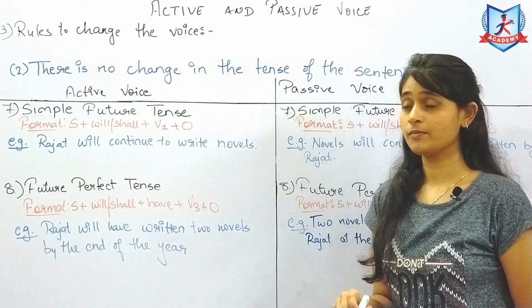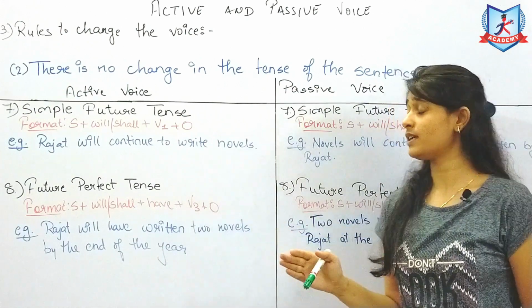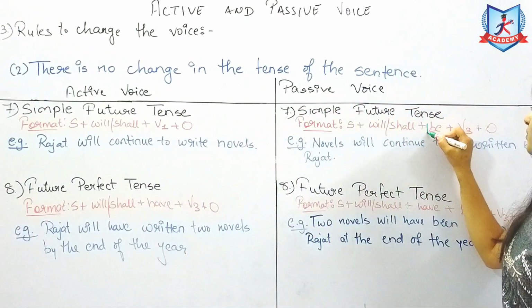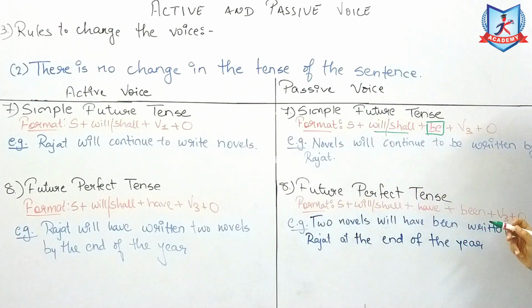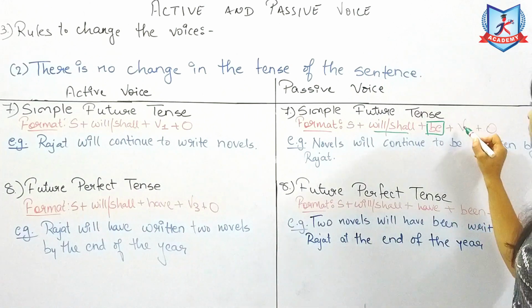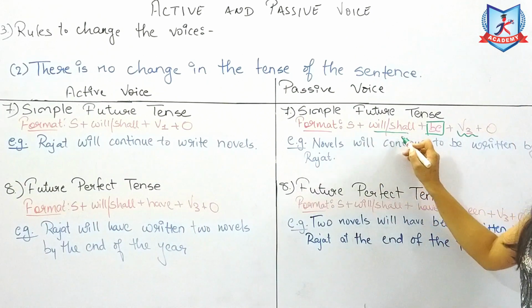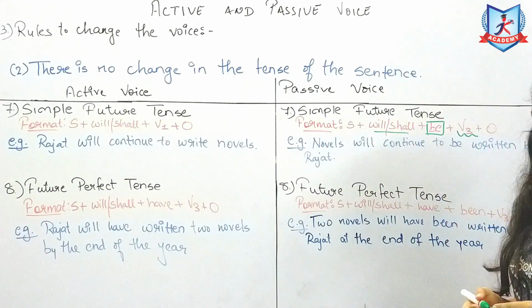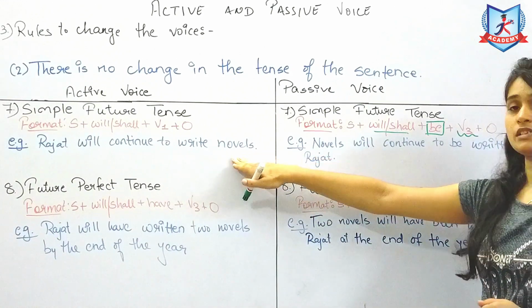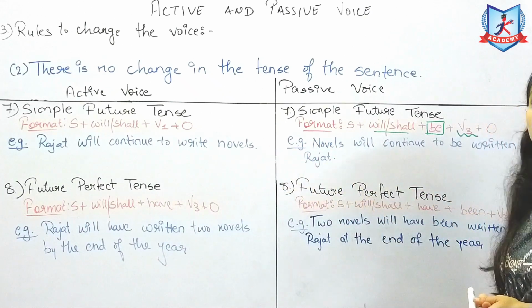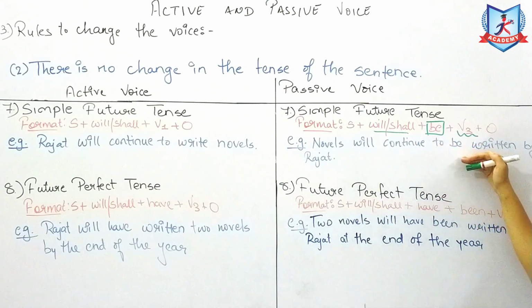is my object. Now in passive voice, in order to convert the simple future tense, I need to add the word be. Because I need to keep using will or shall because it's a future tense, and I also need to use the V3 form of the verb. So my format will become subject plus will/shall plus be plus V3 form of the verb plus object. Rajat will continue to write novels. Novels is my object, so I would start my answer with novels. Novels plus will. Novels will continue to be written.